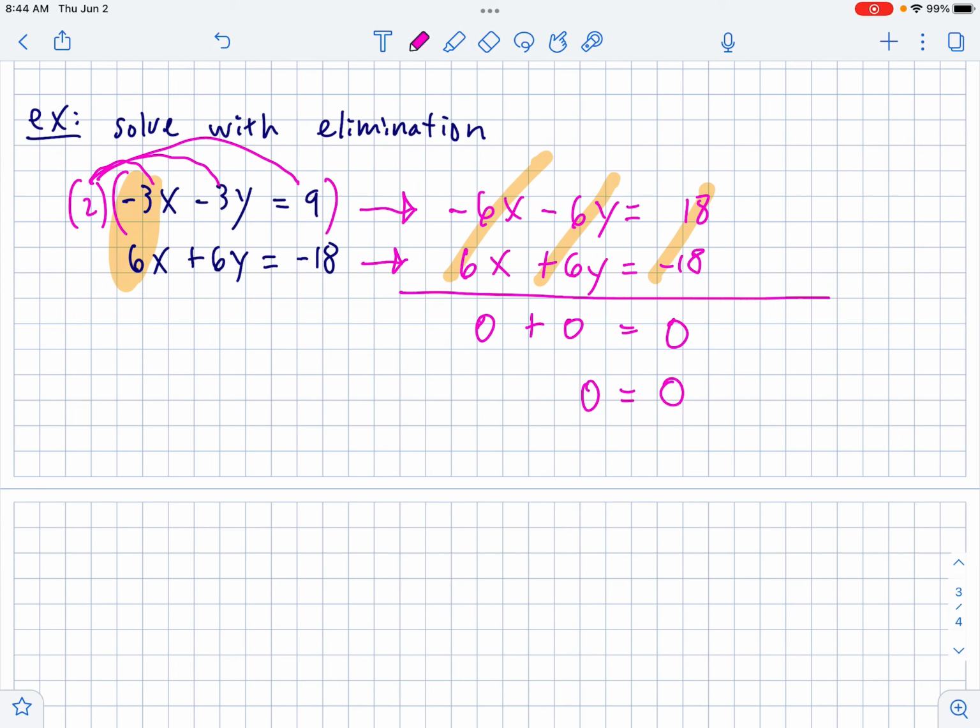So once again, all the variables went away. So this is another special case. But if you look at this statement right here, 0 equal to 0, that is true that 0 is equal to 0. So that means our answer is infinite solutions.